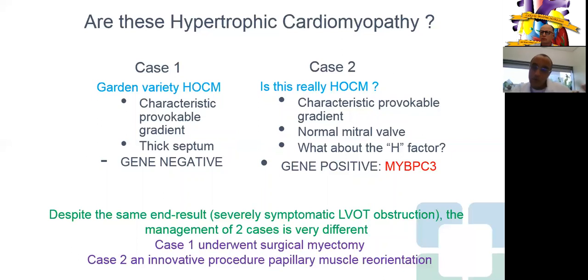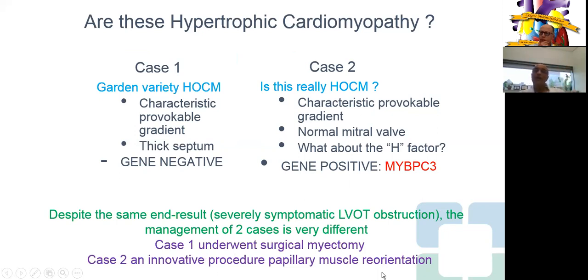What I've shown you are two diametrically opposite ends of the spectrum of HCM. And despite the same end result, which is severely symptomatic outflow tract obstruction, one can imagine the management of these two cases would be very different. Clearly, in the thick septum guy, you can do a deep surgical myectomy, or even in some cases, alcohol septal ablation, and relieve outflow tract obstruction. In the second kid, there's no way you can do an alcohol ablation or a myectomy because there's not enough septum.